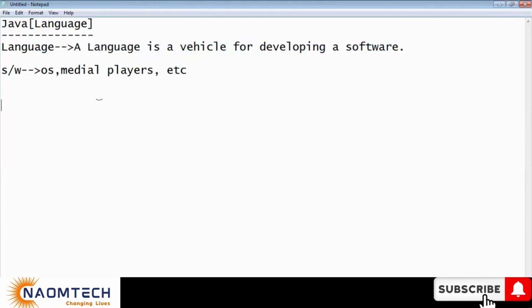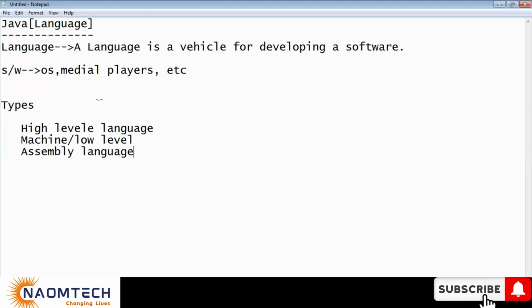Next thing, types of languages. Generally in programming, we have three types of languages. One is a high level language, the second one is a machine language, or you can say machine or low level language, and the third one we call an assembly language. In this way, we have three types of languages. Now the question is, what is high level, what is machine, and what is assembly?